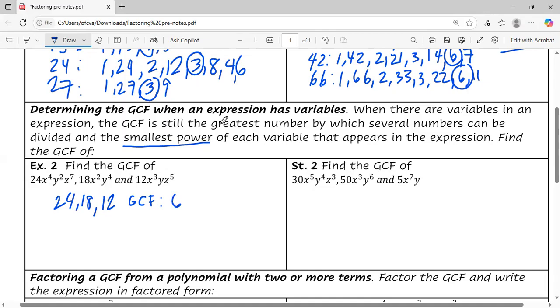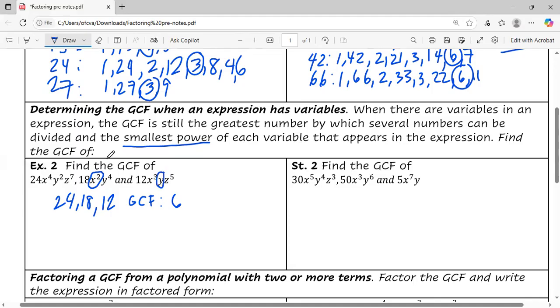Now, the variables that they have in common, remember, they have to have them in common. The middle term doesn't have z. So we're looking for the smallest x in all three terms and the smallest y in all three terms. We can't really list z because the middle term doesn't have z. So the smallest x we see is x to the second, and the smallest y we see is y. It's y to the first power. Remember, it's the smallest power that you can see.